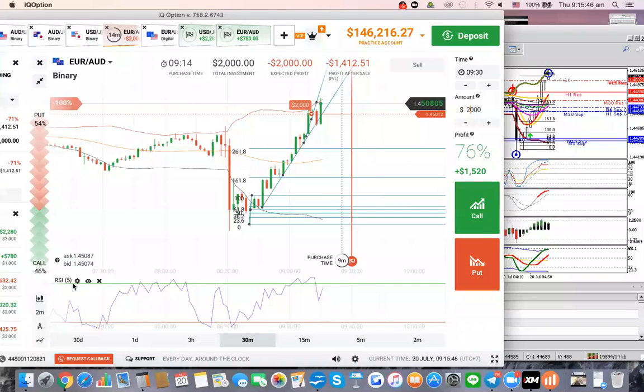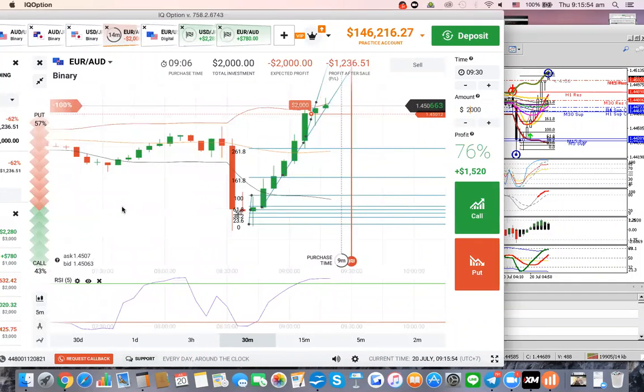Angle is off. Okay, this candle, let's wait for the end of this candle. Should drop soon. Plenty of time.